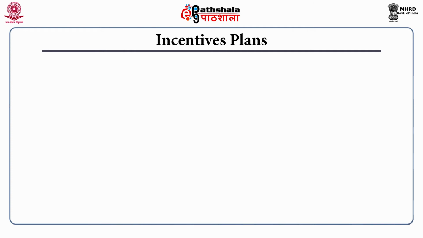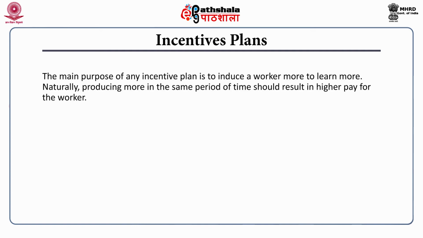The methods discussed so far, the time rate system and the piece rate system, have their own merits and demerits. Therefore, the organization should attempt to combine the good points of both systems in their incentive plan. The main purpose of any incentive plan is to induce a worker to work more to earn more. Naturally, producing more in the same period of time should result in higher pay for the worker. Because of the greater number of units produced, it should also result in lower cost per unit for fixed factory cost and also for labor cost.